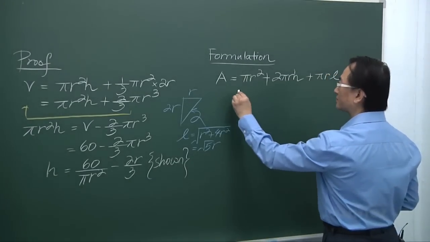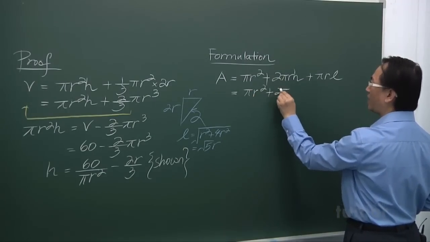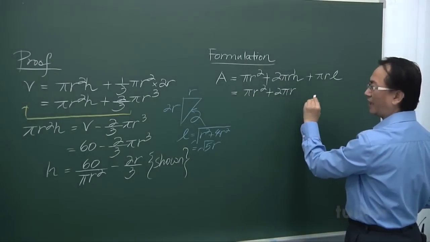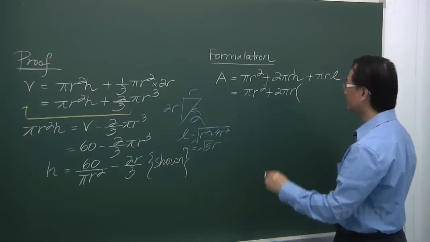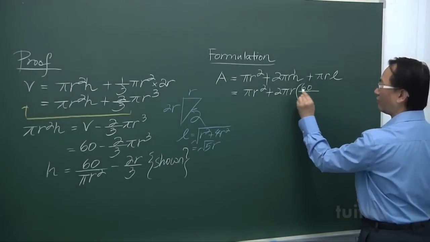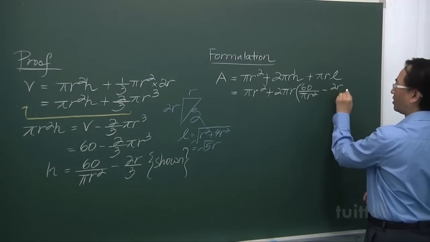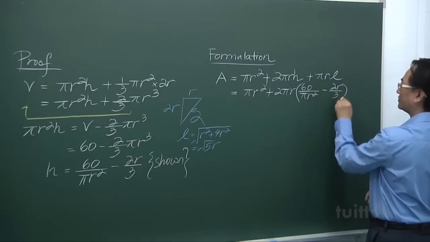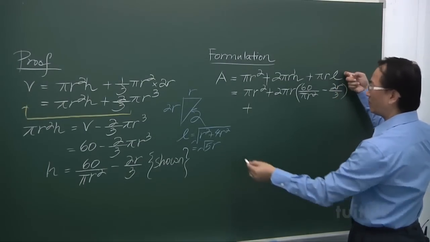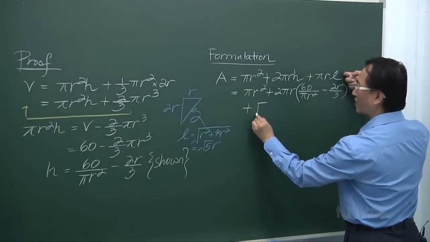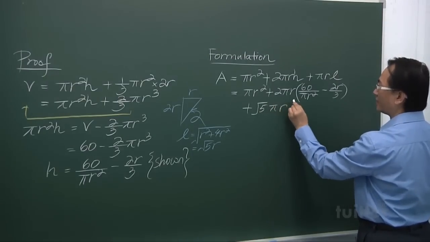So, here, I have pi r squared plus 2 pi r. The h is to be replaced by this expression over here. I have 60 over pi r squared minus 2r over 3. Then plus, now the L is to be replaced by what I have here. So I have square root of 5, then pi r squared.